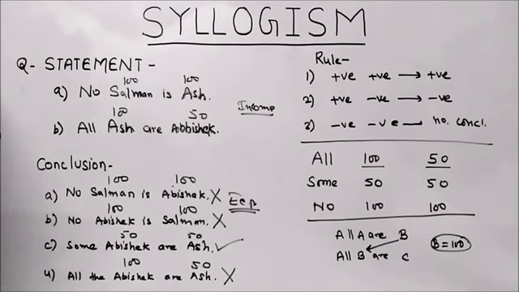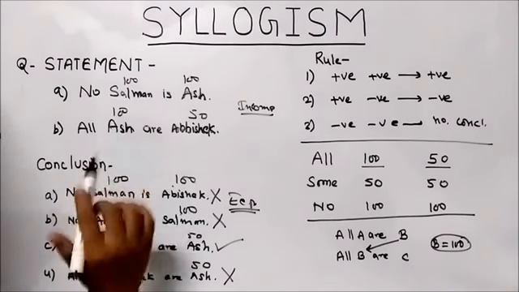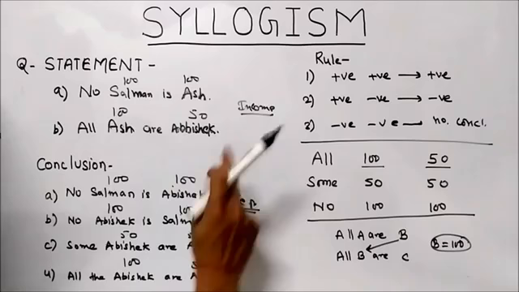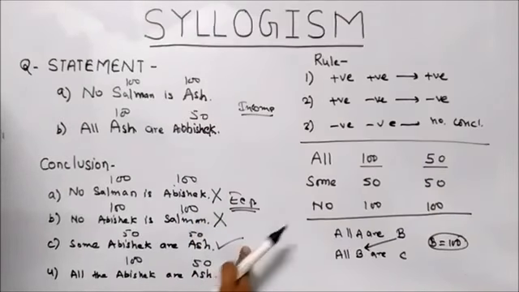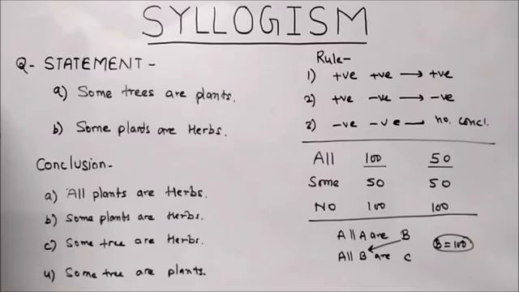And now check the nature of the statement and conclusion. Here, Some Abhishek are Ash is positive, and this positive conclusion is arrived at from only statement 2. All Ash are Abhishek, this statement is positive. When the statement is positive, the conclusion is also positive. Now we solve the third question.